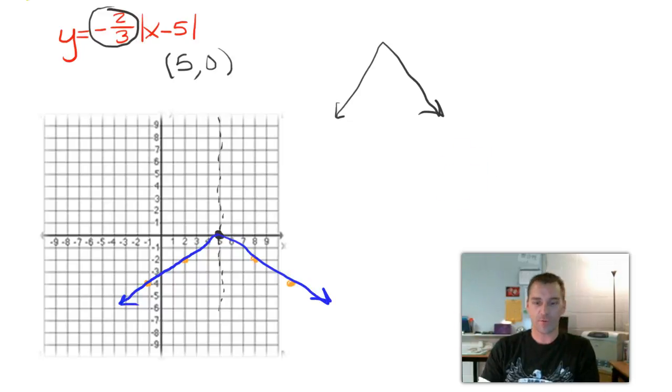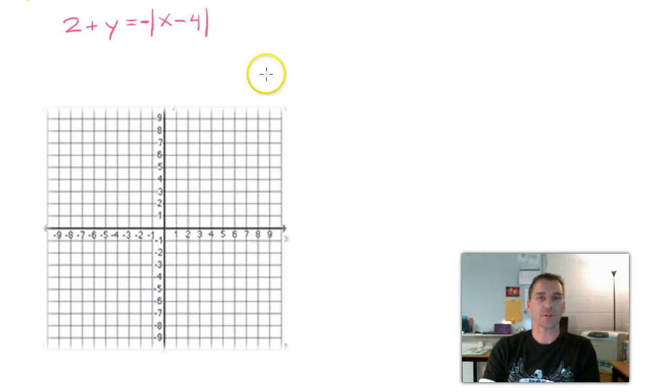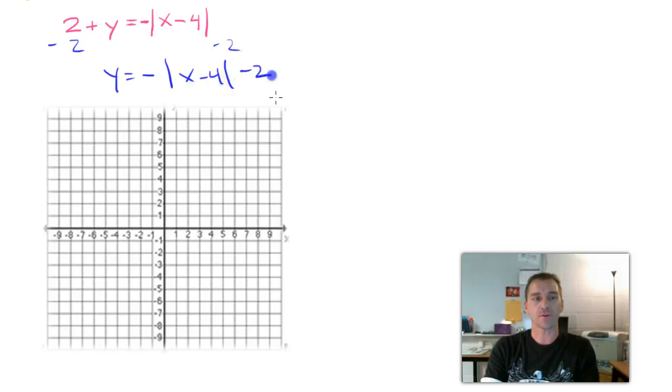Beautiful. I'll do one more for you. Ready? Here it is. Look at this one. It's not in standard form for an absolute value equation. I have to get rid of this 2, so I subtract 2 from both sides, which gives me y equals negative absolute value of x minus 4, minus 2. Now I have everything I need. I got y by itself. It's in the form that I need, so I can easily, step number 1, find the vertex. It's a positive 4, negative 2.